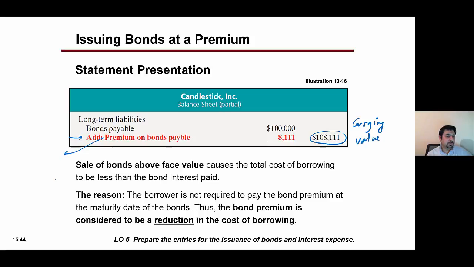because this premium is decreasing the cost of borrowing over the period of time, and not only at the time of selling or issuing the bond. This is why it is added at this point, because it has not been amortized yet. At maturity, when the bond is to be redeemed or retired, the company would have amortized all the premium, and at that point it will not be added to bonds payable.